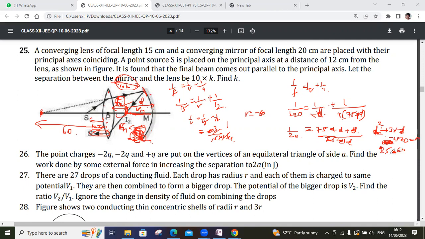These two roots are there. 60 minus 25 is 35. Into, if you do, you will get 1500. So these are the roots. One is minus 25, one is plus 60. So D will be either 25 or minus 60. So minus 60 is not possible. So this should be 25. So now the distance is 25 plus 15, that is 40. So K becomes 4.